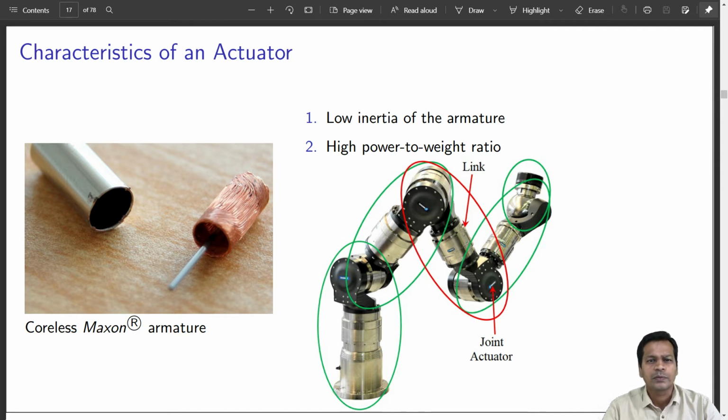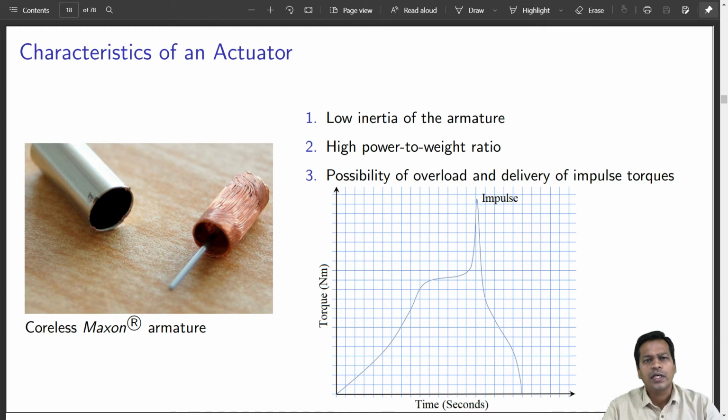Possibility of overload and delivery of impulse torque. A robot should be safe against any collision of its link to the object in the environment or any accidental overload in its payload. So, the driving actuator is expected to take up any such overload. In the case of an electrical actuator, it should be suitably designed or selected to carry a short overcurrent, and its shaft should not structurally fail due to these short overloads.